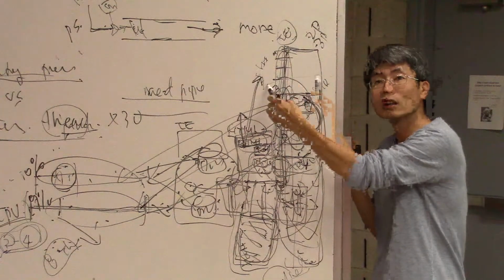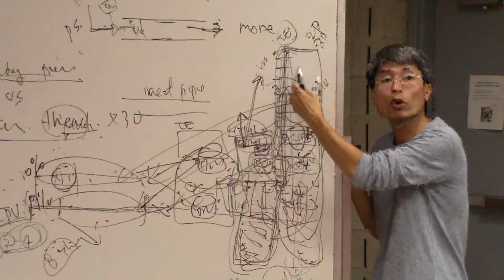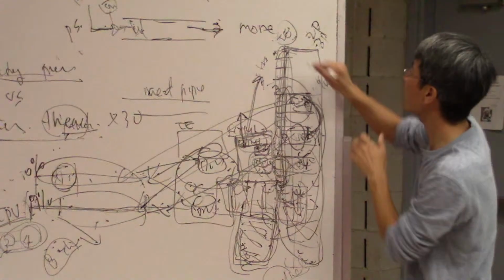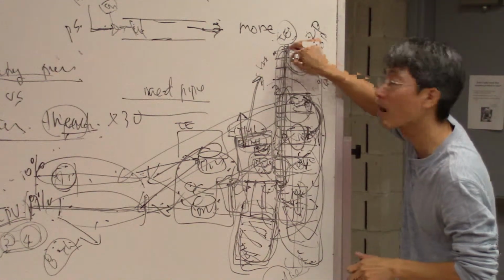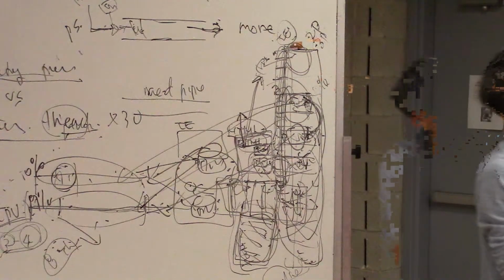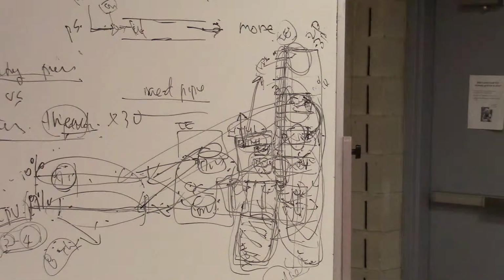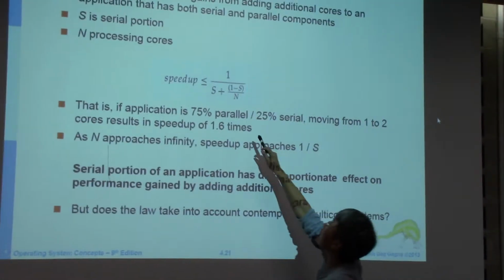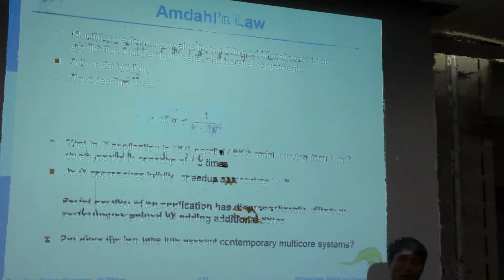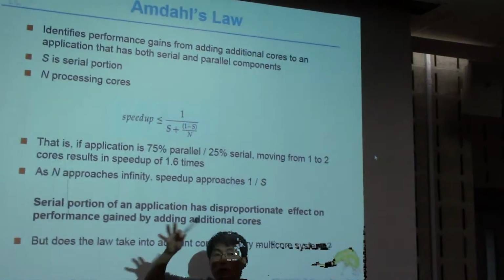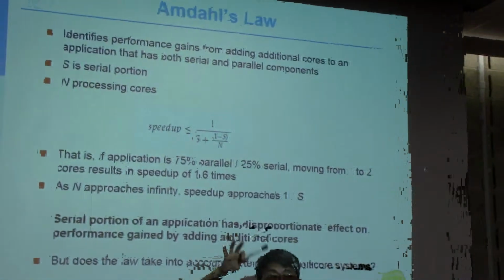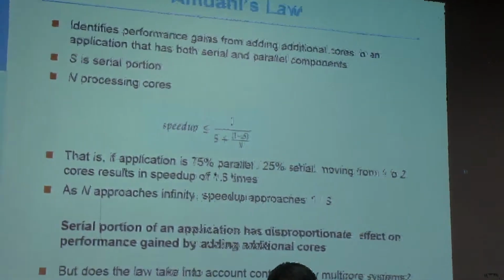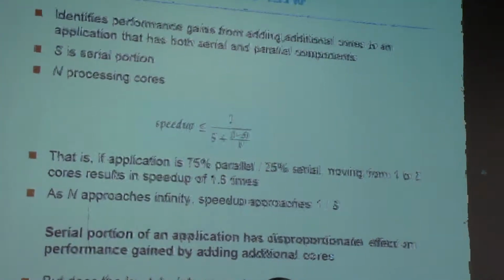Some part should be serial, sequential processing. So what is the percentage of such single thread processing? For example, 25% or 50%. So that is the S. So you can see that S is an inverse relation, which means the higher the portion of serial processing, the lower the speedup.